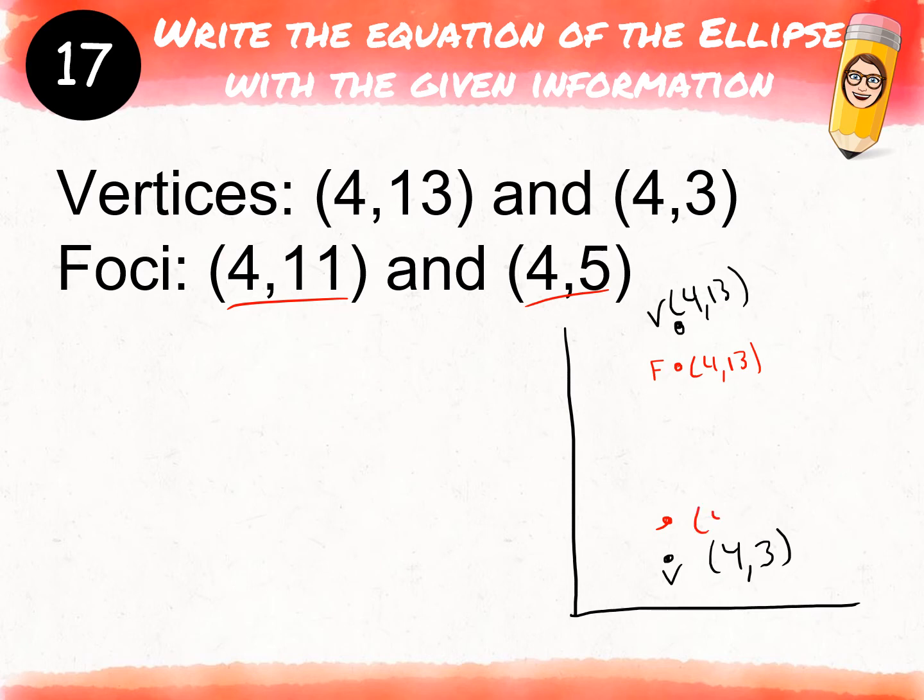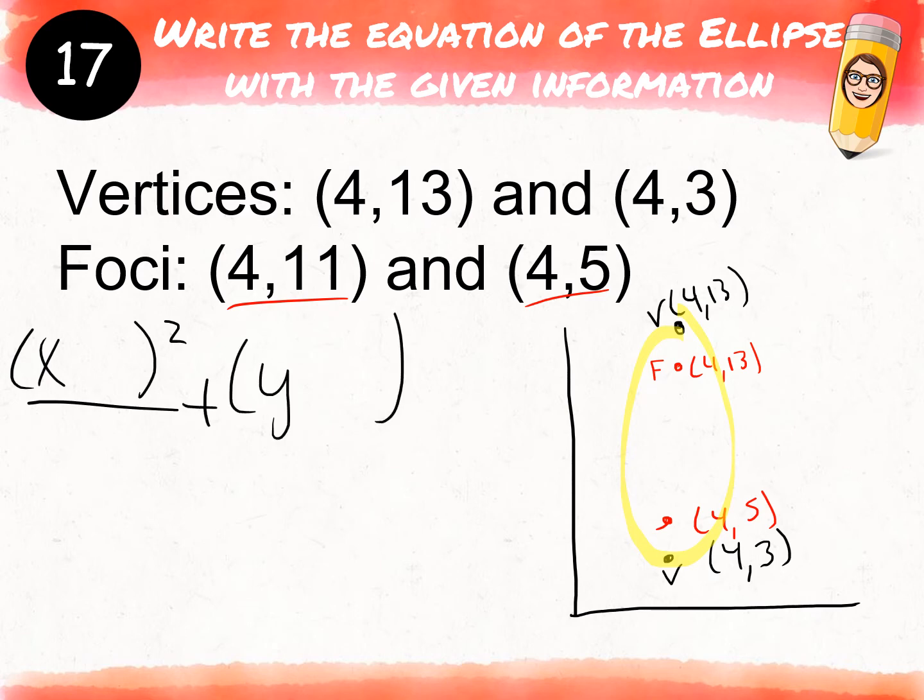So this one was 4, 5. Makes sense, okay? So in my mind, I'm just going to do a generic sketch here for a second. It's going to look skinnier through the vertices, right? I'm going to start setting this up and see what I can come up with so far. (x)² + (y)² = 1.